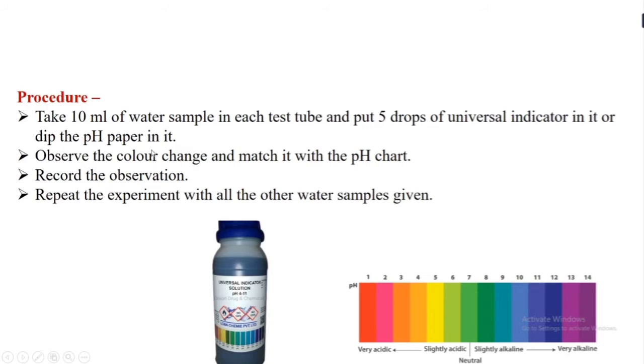Once you observe the color change, you have to match the color change with this pH chart, and then you have to record the observation. So it is this simple. Now students, let us get to the working process of this experiment, and you will understand this procedure even better.